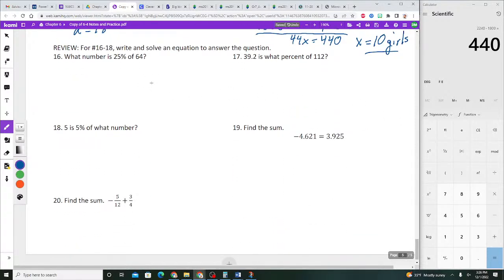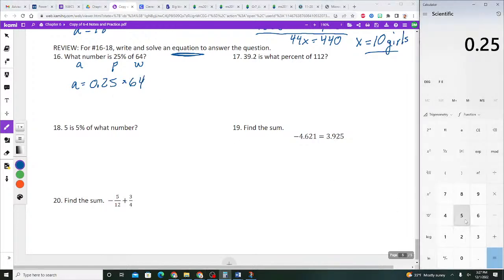So, write and solve an equation to answer the following questions. So, what number is what percent of the whole? So, A equals 0.25 times 64. 0.25 times 64, which is 16.